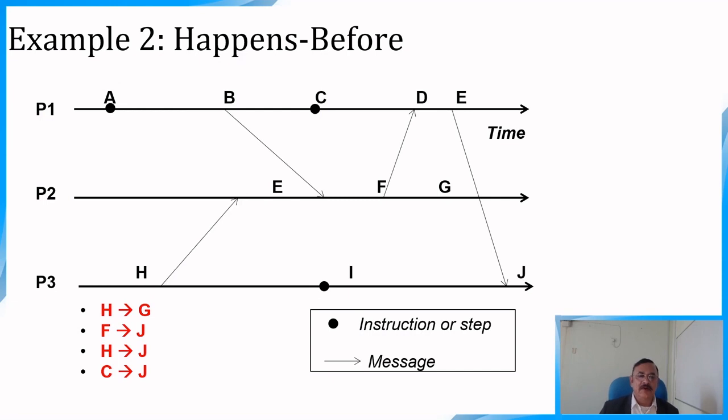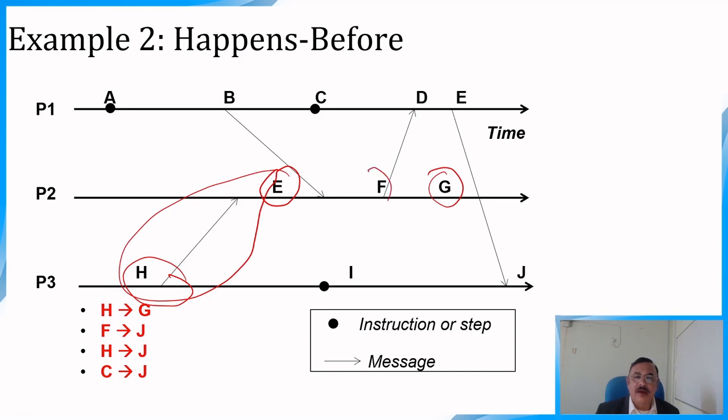Similarly, you can also check whether H has happened before G or not. Let us see that H has happened before E using the send of the message. Then E has happened before F. E has happened before G. Therefore, H has happened before G. Similarly, F has happened before J. F has happened before D and E, and E has happened before D and J. Therefore, F has happened before J. C has happened before J can also be concluded in the same way.